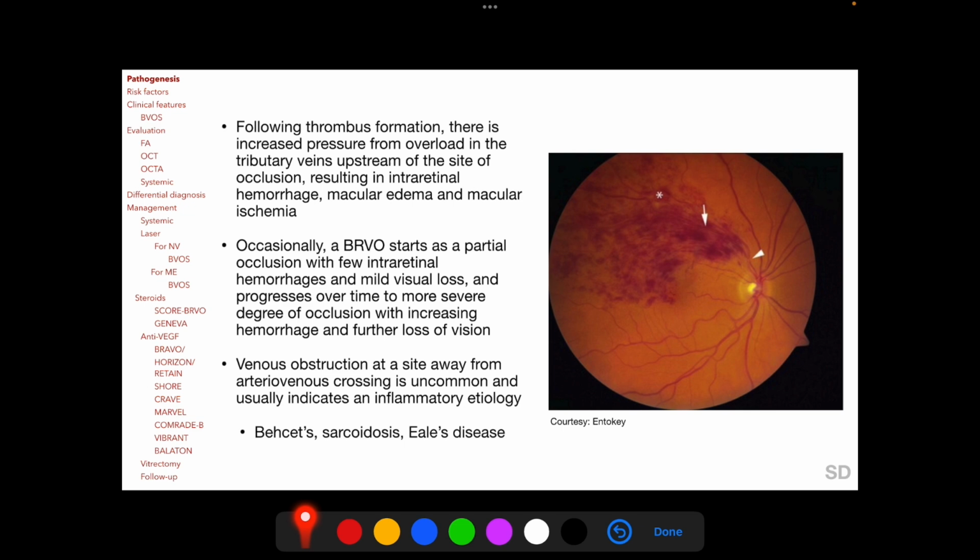Following thrombus formation, there is increased pressure from overload in the tributary veins draining into the site of this occlusion, resulting in intraretinal hemorrhage, macular edema, and macular ischemia. Occasionally, a BRVO starts as a partial occlusion with few intraretinal hemorrhages and mild visual loss, and progresses over time to a more severe degree of occlusion with increasing hemorrhage and further loss of vision.